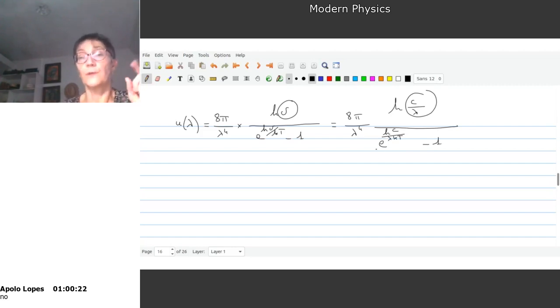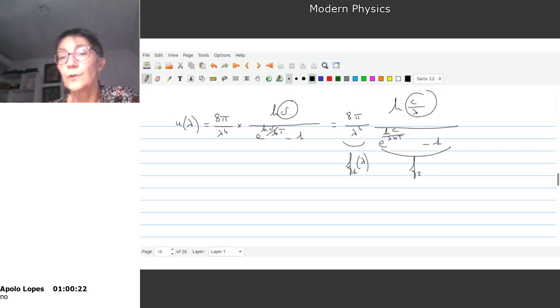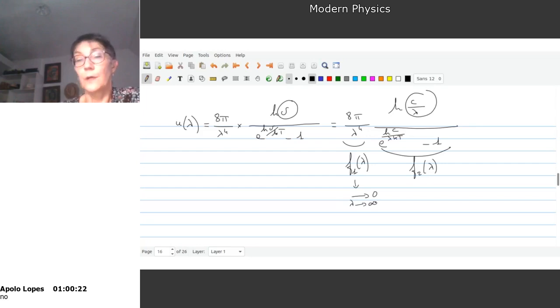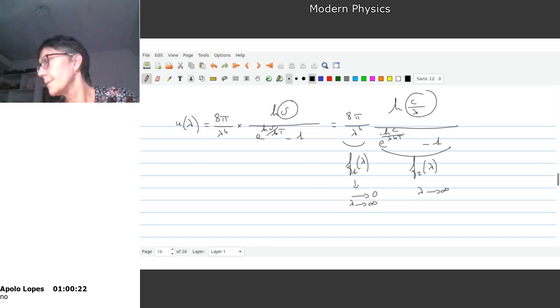So we have this function of lambda. You can see that we have two functions of lambda. We can say that this one is f1 of lambda, and this one f2 of lambda. This one we already saw tends to 0 when lambda tends to infinity, and for this one, what is the problem when lambda tends to infinity? What do we have here? This is exponential. Lambda is really big, so this is very small. So we tend to 1.